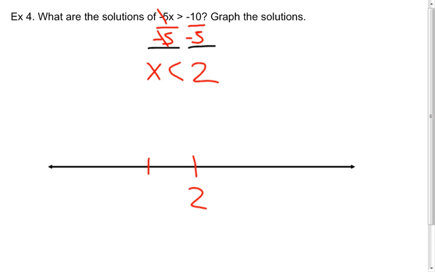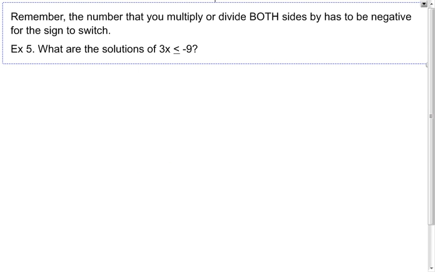2 is the number I care about. I need at least one number on both sides. There's no equal part, so it's an open circle. My variable is on the left, so I can look at the arrow. The arrow is pointing towards the left, so I shade to the left. Remember, the whole key to this section, the number that you multiply or divide both sides by has to be negative in order for the sign to switch.